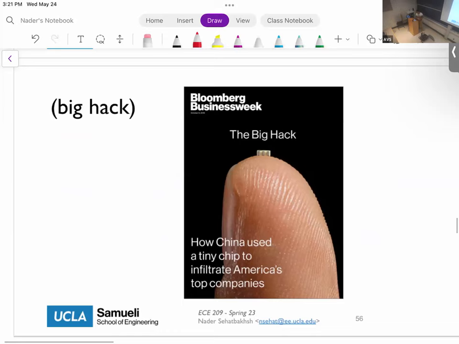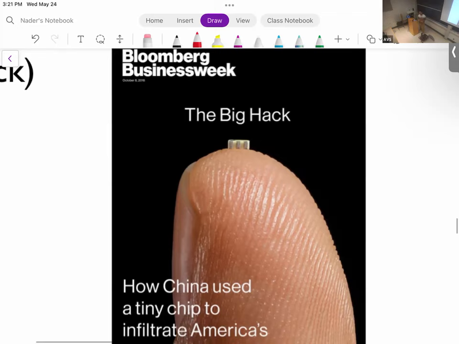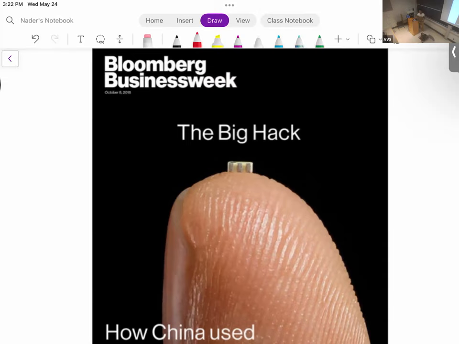To give you an example, this is the story of the Big Hack. The Big Hack is this tiny little chip that's shown here. Bloomberg Businessweek claimed that this actually happened, and a small Chinese company managed to add this to servers in AWS that ended up in the CIA, NSA, and all these big companies. They claimed it listened to lots of communications and sent them out, although both the White House and CIA rejected this idea and said it is not true. You can search through Bloomberg, read it, and decide for yourselves whether it's true or not.